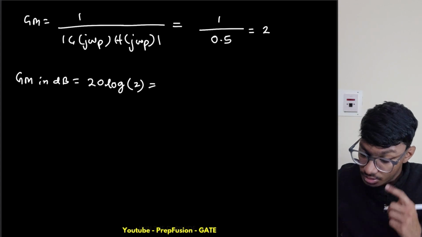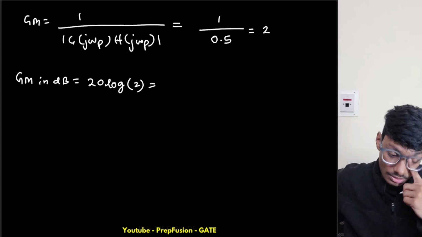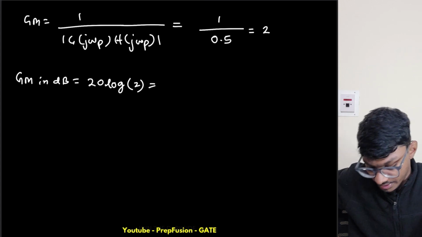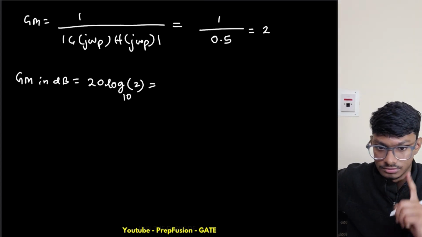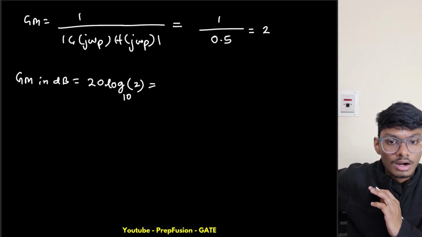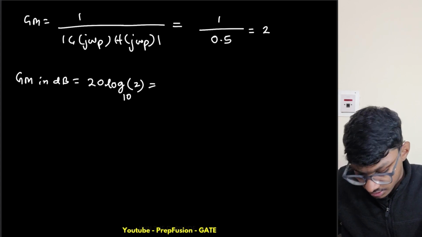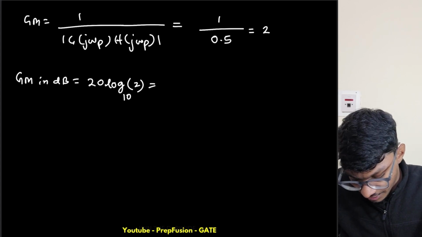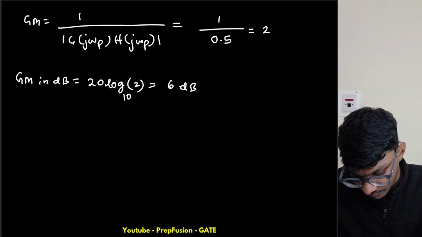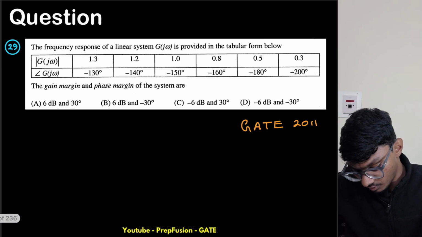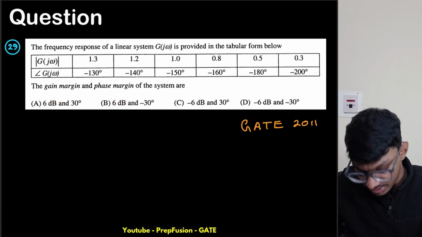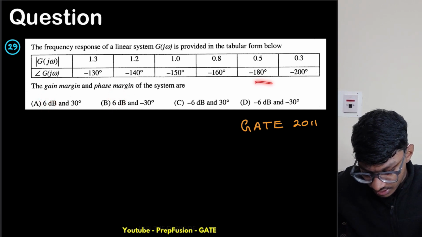Twenty log 2, and log 2 you should remember that it is 0.3, like log base 10 of 2 is 0.3. You have to remember this because this will come hundreds of times. So if this is 0.3, this will come out to be 6 dBs. So 6 dBs is okay, and gain margin is positive. I can see the gain margin is positive.